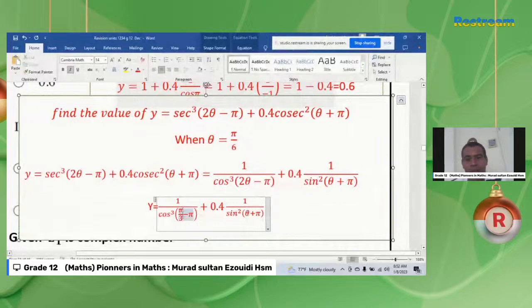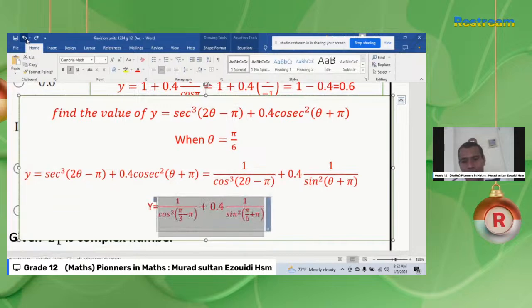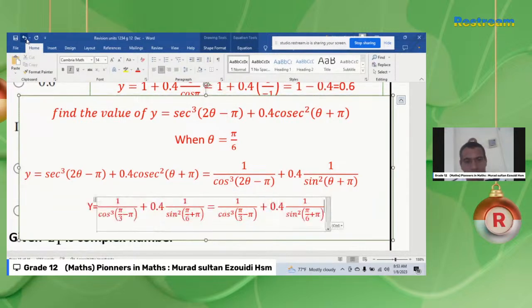and here pi over 6 plus pi. You can see this one, it will be pi minus 3 pi divided by 3, which gives minus 2 pi over 3, and this one, pi over 6 plus pi, will be 7 pi. I'll just write here, then I'll simplify. So this one, learners, should be equal to what? Copy. This one is equal to this.